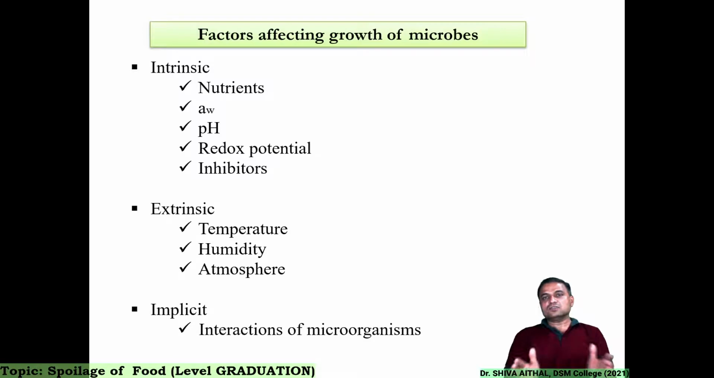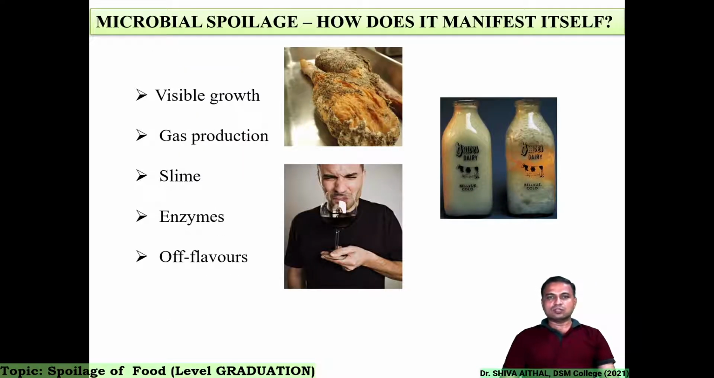What are the factors which affect the growth of the microorganisms? We have seen the factors, but again remember here, for causing spoilage in the food, intrinsic parameters, extrinsic parameters and implicit parameters are there. Intrinsic parameters: nutrients, water activity, pH, redox potential, inhibitors. Extrinsic parameters are temperature, humidity, atmosphere. Implicit parameters are interactions of one microorganism with the other.